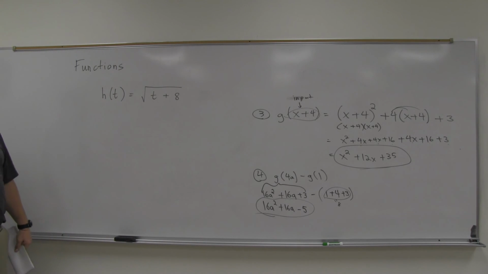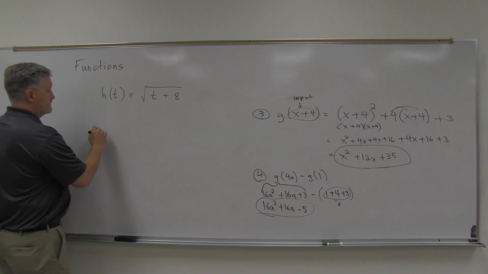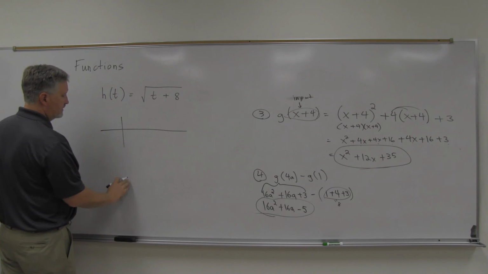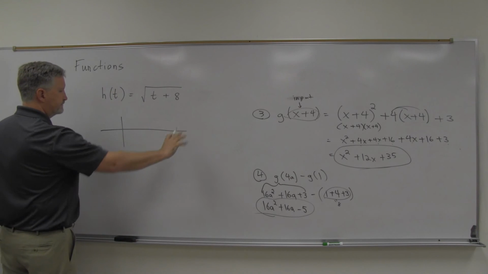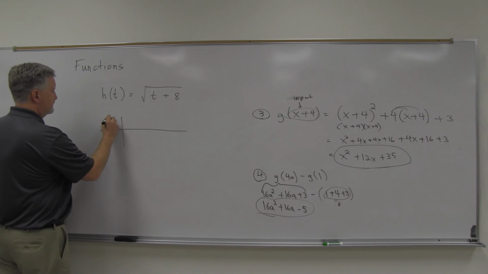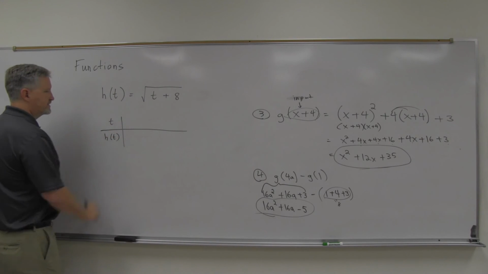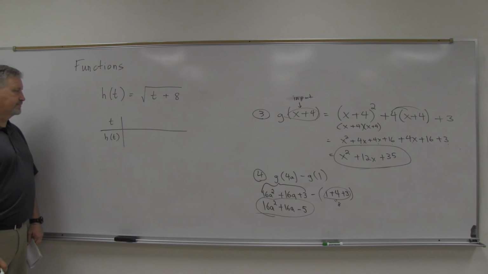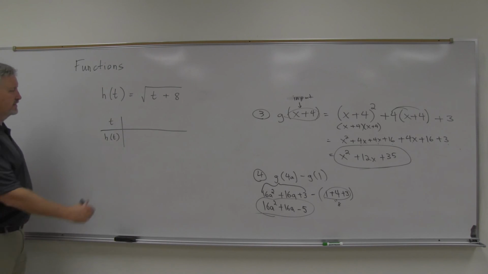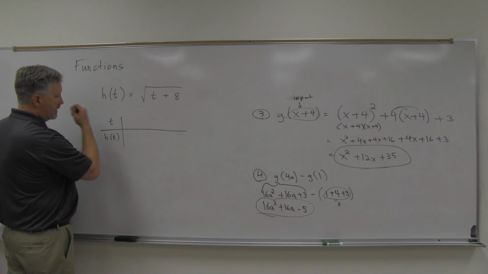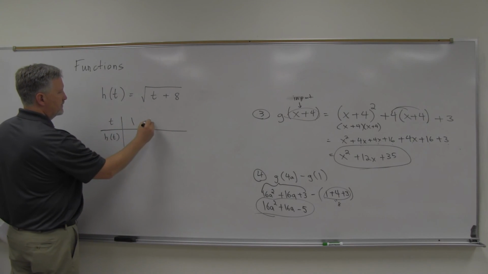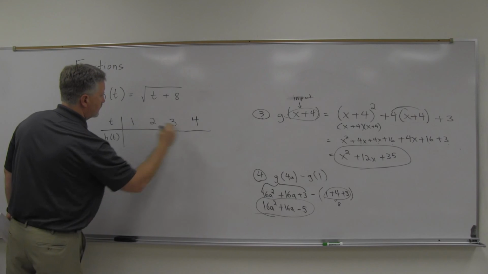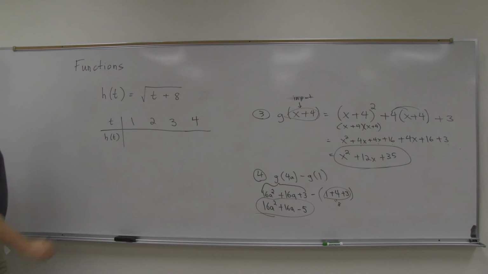Then the other thing they'll also have you do is make a table of values. In the book here, they line it up horizontally, so I'll do that too. We're just going to do a table of values with t and then h of t values. It's just like we've done before. Let's go with 1, 2, 3, and 4 for my t values.